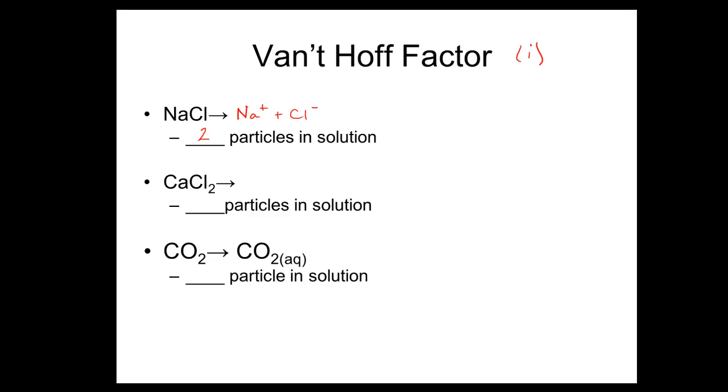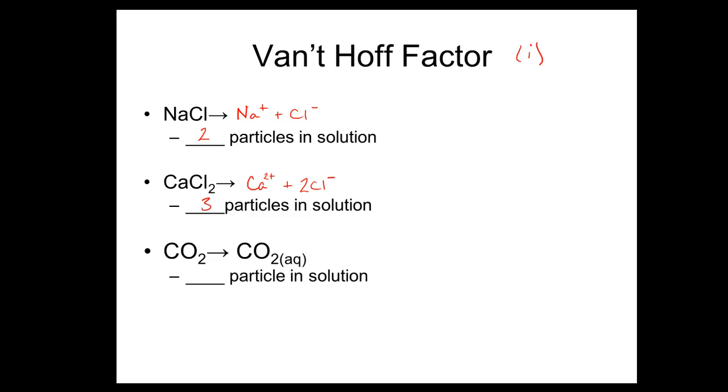Calcium chloride. This would break up into a calcium. Remember, calcium's got a 2 plus charge. It breaks into that, and then 2 chlorines, because of that 2, it's going to make 2 chlorine anions. So we have 1, 2, 3. So we get 3 particles. So for calcium chloride, the Van Hoff factor is 3.